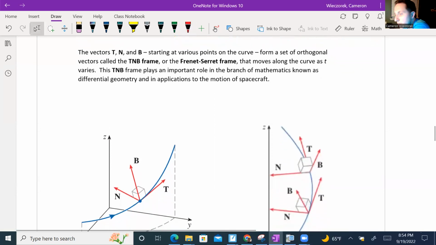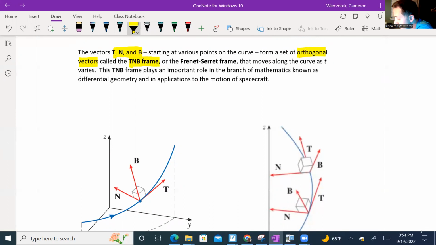Okay, so why do we care about all three of these? These three together, the unit tangent, the unit normal, and the binormal vector, as they move along the curve, form a set of orthogonal vectors. We've already said that all three of them are going to form right angles with each other. And we call this set of T, N, and B, the unit tangent, the unit normal, and the binormal, the TNB frame.